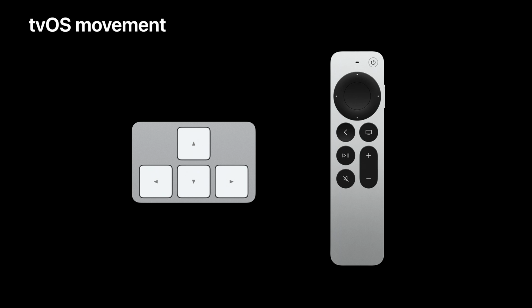tvOS only uses directional focus. You can reach every single element simply by swiping on the Siri remote or using the arrow keys on a keyboard. iPadOS and Mac Catalyst, on the other hand, have two different methods of navigating with the keyboard: the arrow keys and the tab key.